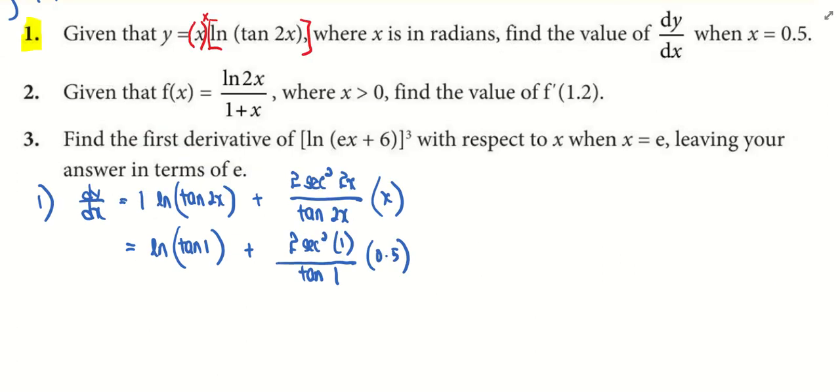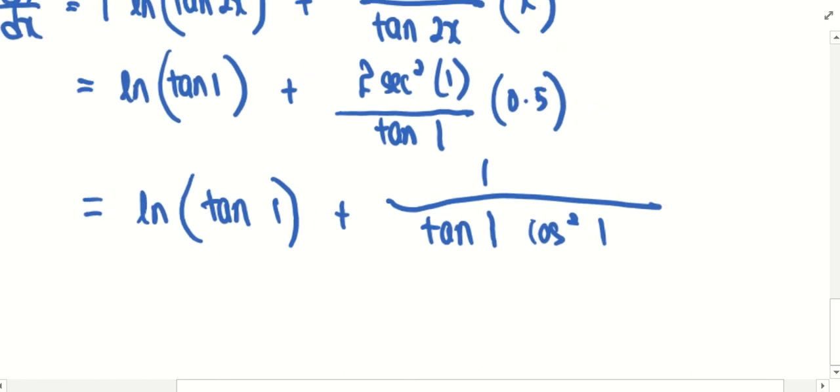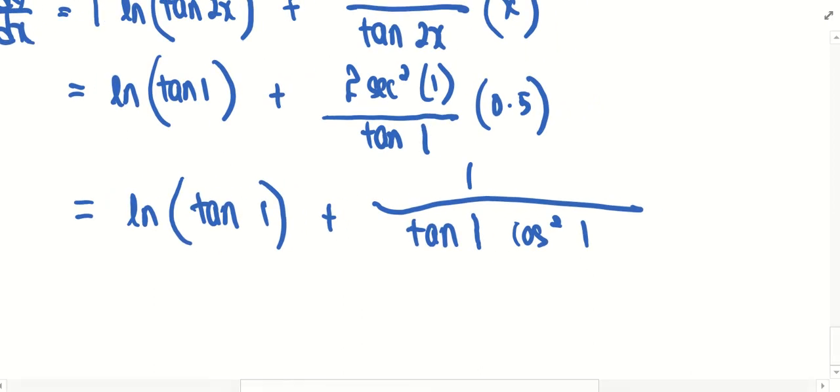So notice the calculator doesn't have secant square. Alright? So, no choice. So in my working, I have to change to 1 over cosine square. So I can write this. Never mind, let me simplify. 2 times 0.5 is just 1. So I have tangent 1, cosine square 1. Okay, I'm very certain you can press a calculator for this already. Alright, try pressing the calculator now.